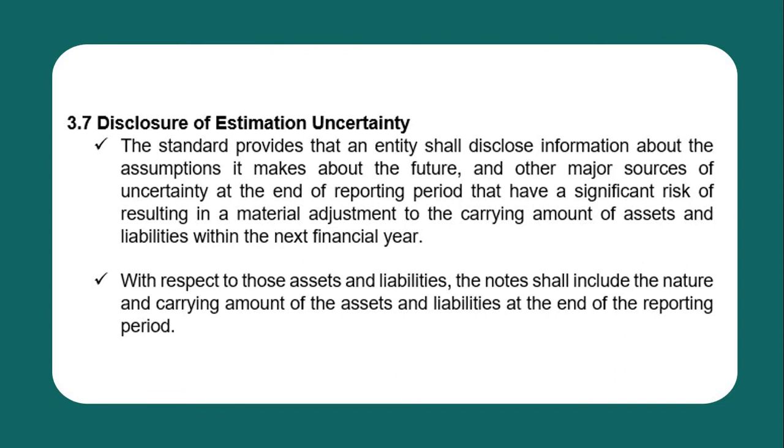For example, the contingent losses or contingent liability that we discussed, though the degree of occurrence is only possible, it may have a significant risk in the future that will result in material adjustments. So it needs to be disclosed. With respect to those assets and liabilities, the notes shall include the nature and carrying amount of the assets and liabilities at the end of the reporting period.